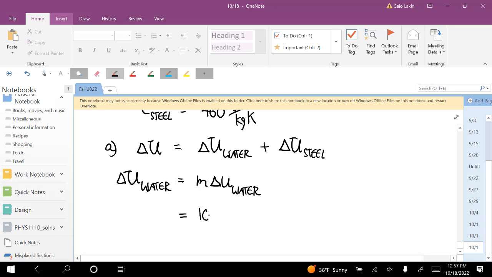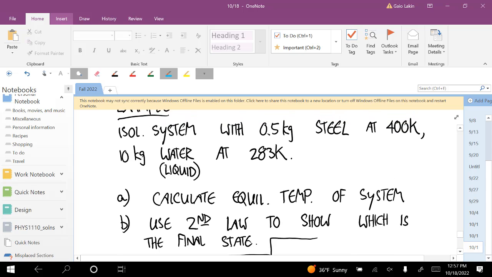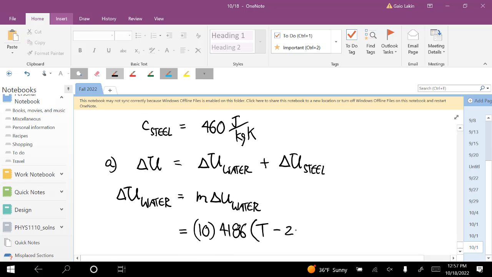So for the water, we have 10 kilograms, and we're going to multiply that by the specific heat times the change in temperature. So what's our final temperature going to be? That's what we're looking for. And so we can just call that T. Our initial temperature is 283 Kelvin. I guess I could have just done this in Celsius.